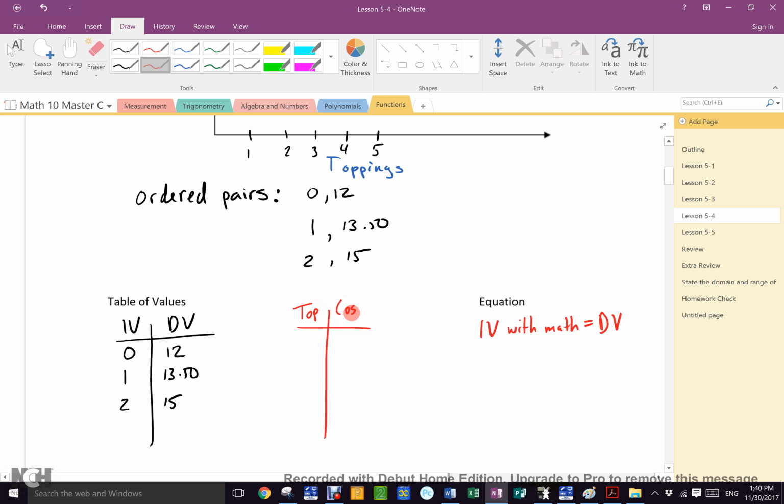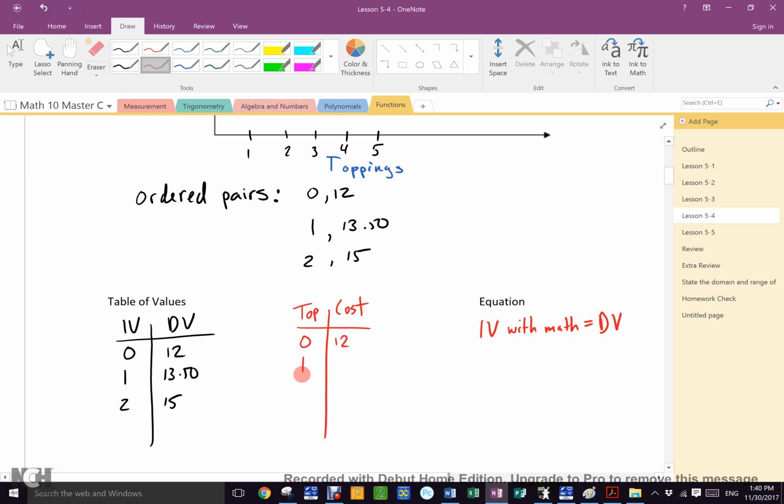Toppings, cost. What is the fewest amount of toppings I could have? 0. What is the cost? $12. Everyone agree? Excellent. What's the next amount of topping I can have?